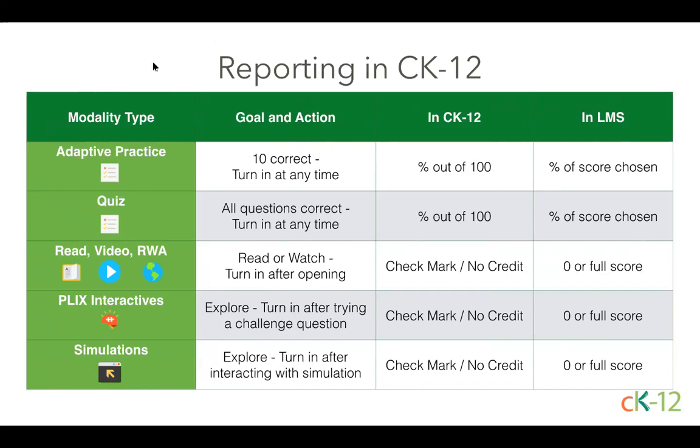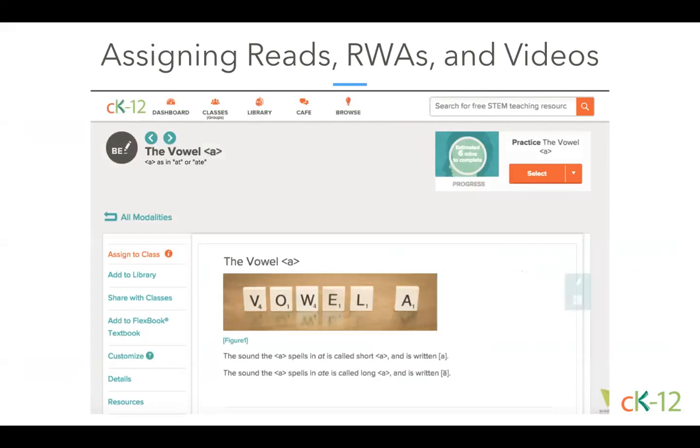All right, so if you are looking to assign a read or a real world activity or a video, you're going to be able to do it from the left side of the screen. You're looking at what we call a read right now, but if you were looking at a real world activity or a video, you would still see over to the left here an assign to class option. When I press assign to class, it's going to give me the option to assign to CK-12 classes, which is what I just previewed for you, or it's also going to give you the option to assign to Google Classroom.